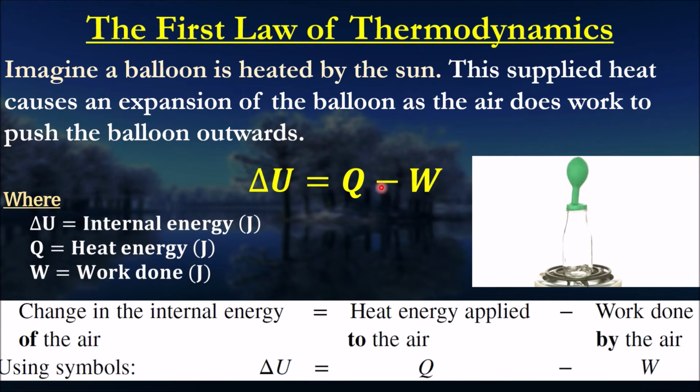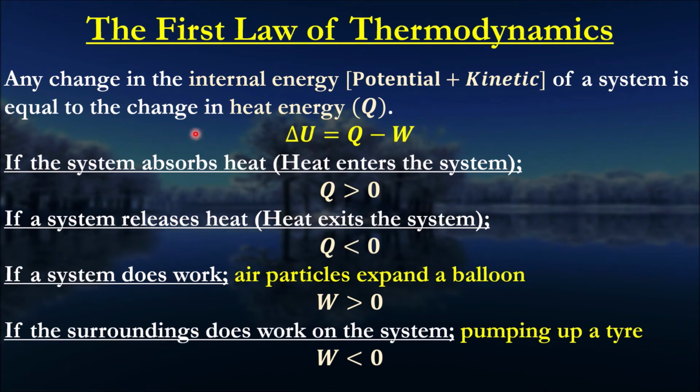Now, we write this as negative work because it's work done by the air, while Q is heat applied to the air. So we have the concept of energy that goes into the system and energy that's coming out of the system. Perspective is quite important. Let's delve into how we differentiate between the two. Any change in internal energy, whether potential or kinetic, is equal to the change in heat energy. So whatever the properties of the internal energy, they're changed by the heat energy. And we write the formula like so.